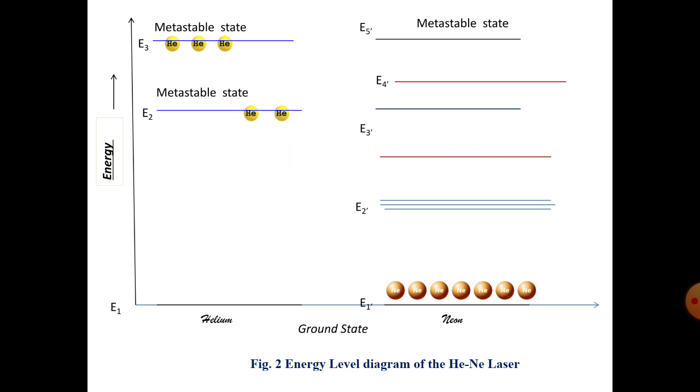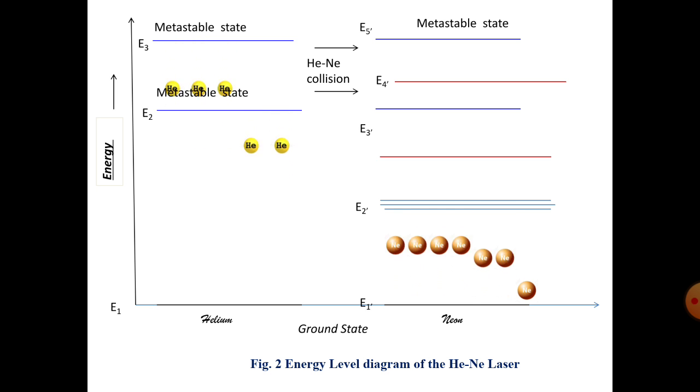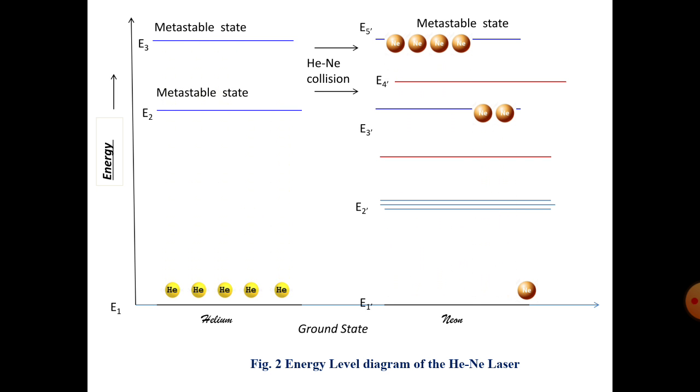The states E2 and E3 are metastable states from which there are no allowed transitions. The excited helium atoms then collide inelastically with neon atoms still in the ground state and transfer energy to them. The advantage of this collision is that the neon atoms can easily jump to the higher energy states E5, E4 and E3. After collision, the helium atoms return to the ground state.